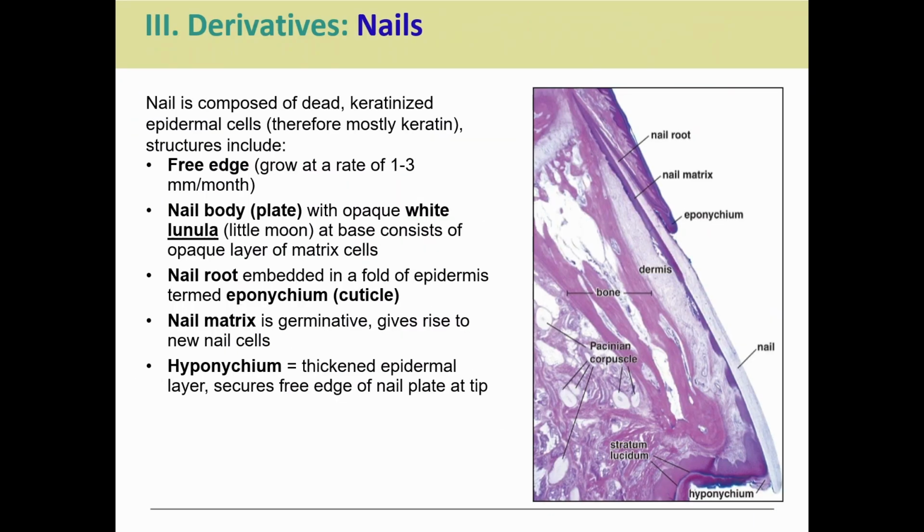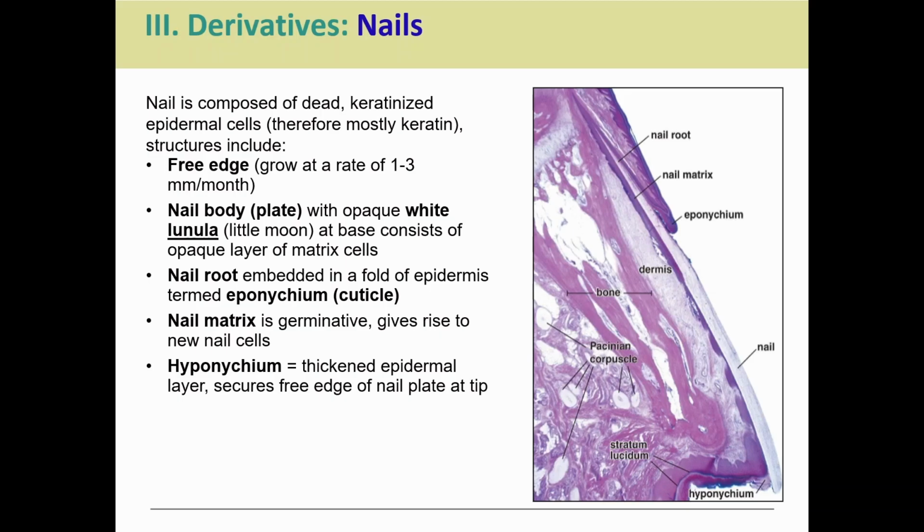Moving on to nails. Nails are going to be just kind of like a hair, but even more compacted, so they're even harder. It's dead, keratinized epidermal cells, just mostly keratin, right? And so if we look at the components, we have the free edge. This is the end of your nail that grows kind of off your fingertips. This grows at about 1 to 3 millimeters a month. So a significant amount of your nails can grow.